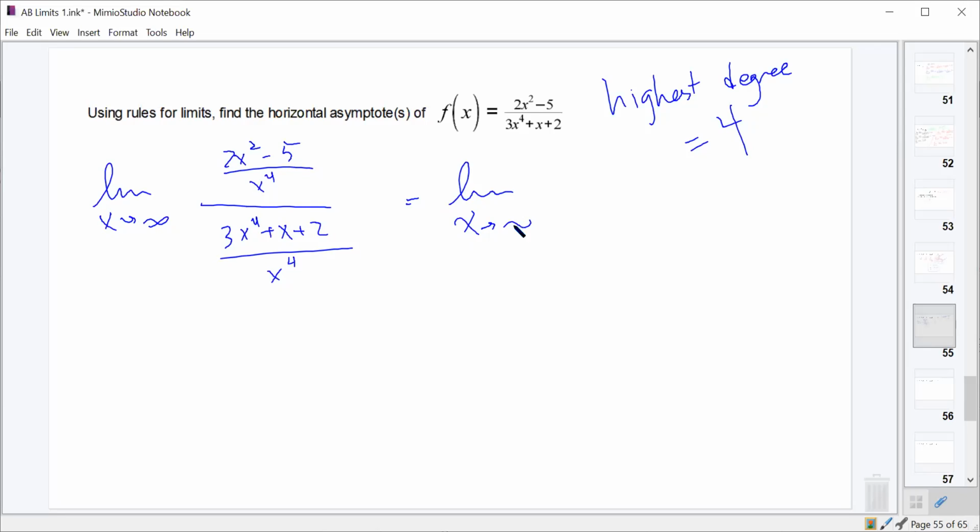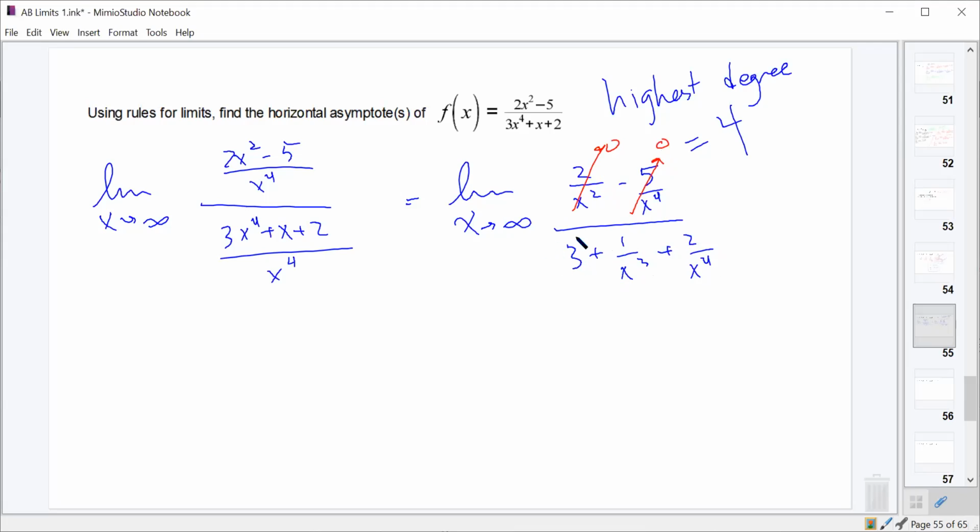In the numerator, 2x squared over x to the 4th is just 2 over x squared. And then minus 5 over x to the 4th. And in the denominator, we're going to have 3 plus 1 over x cubed plus 2 over x to the 4th. And what can you tell me about 2 over x squared as x goes to infinity? 0. And what about 5 over x to the 4th? 0. And 3? The horizontal asymptote is 1 over 3.